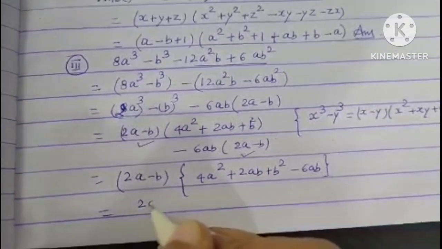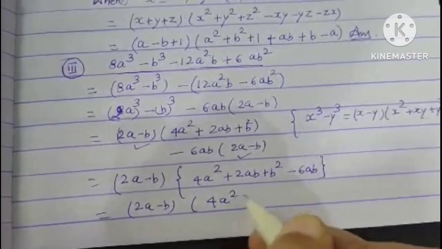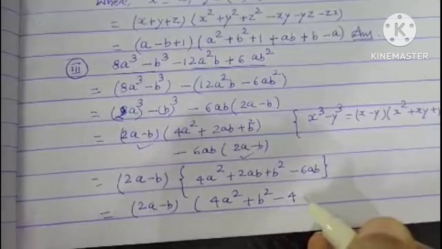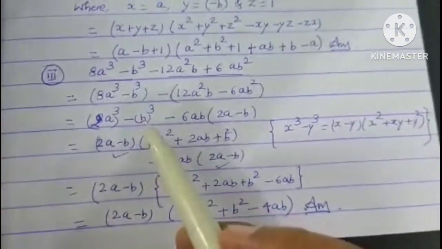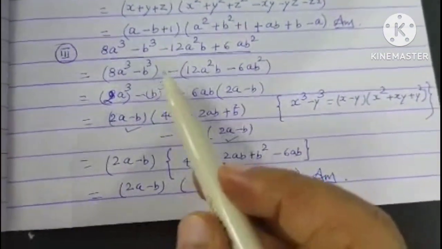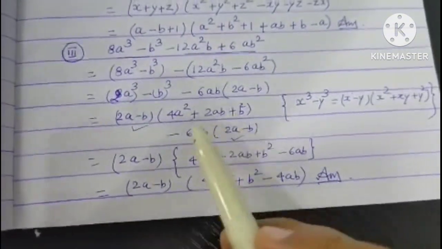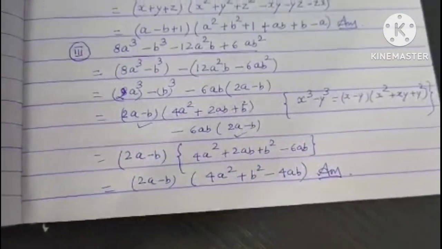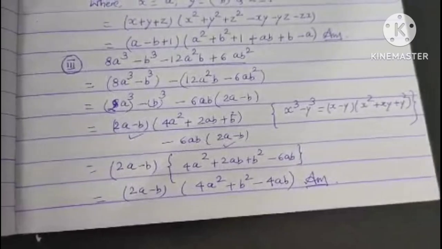So it will be 2a minus b, 4a square plus b square minus 4ab, and this will be the answer. It was not fitting directly in any of the formulas, so first we made the grouping, and then we did this, then we took the common factor out, and this way we have solved it. So let us see another question.